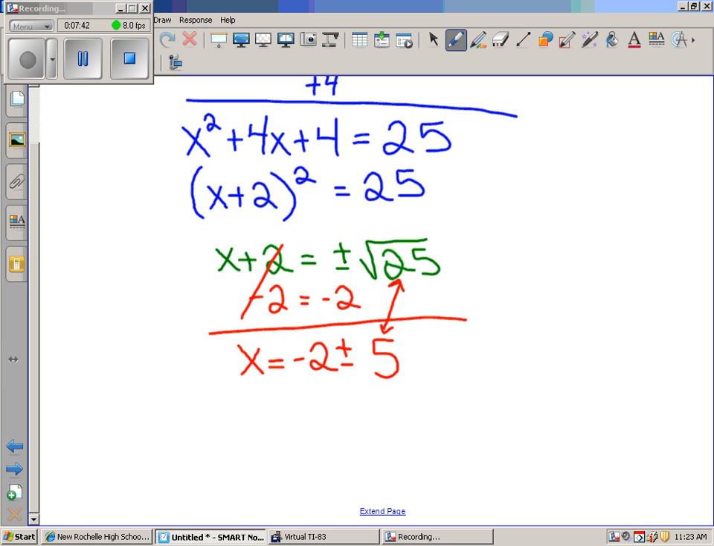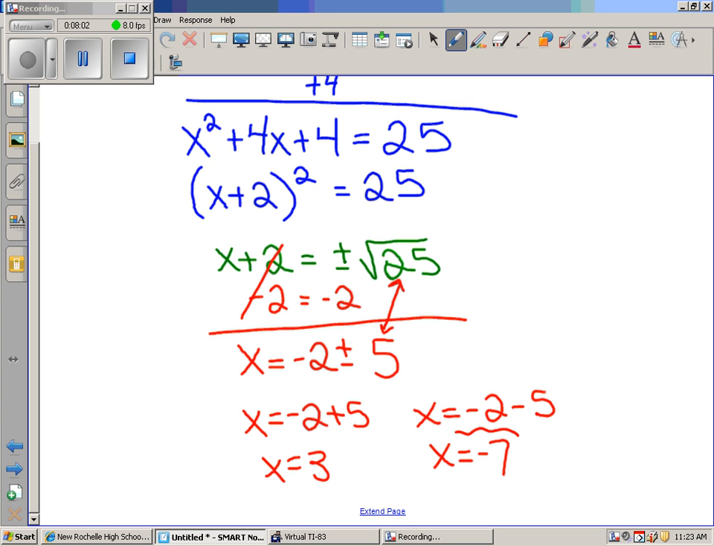Okay? And so finally we get this. What's the final answer to this problem? X is equal to -2 plus 5. And so that's the same thing as 3. And x equals -2 minus 5. And so that's -7. Final answer. Yeah, piece of cake?